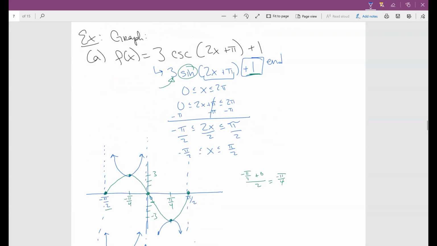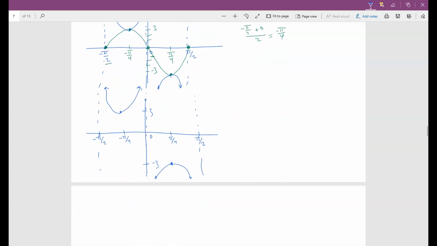Now what we've got to do is just shift it up 1 unit. So now we're going to shift it up 1 unit. So 1, 2, 3, 4. Negative 1, negative 2, negative 3. So here we have negative pi over 2, negative pi over 4, 0, pi over 4, and pi over 2. So my asymptotes are going to be at negative pi over 2, 0, and at pi over 2.